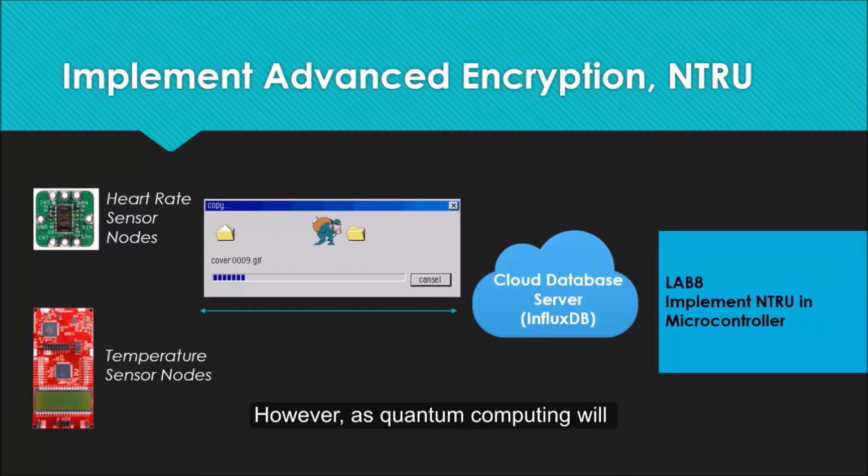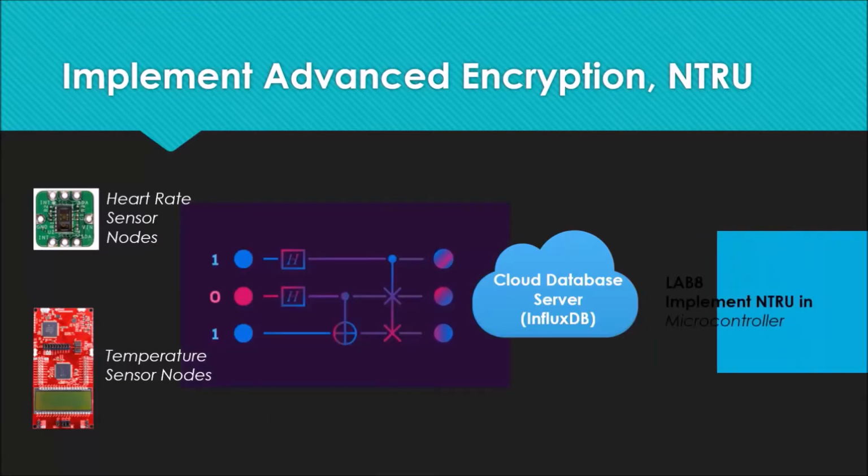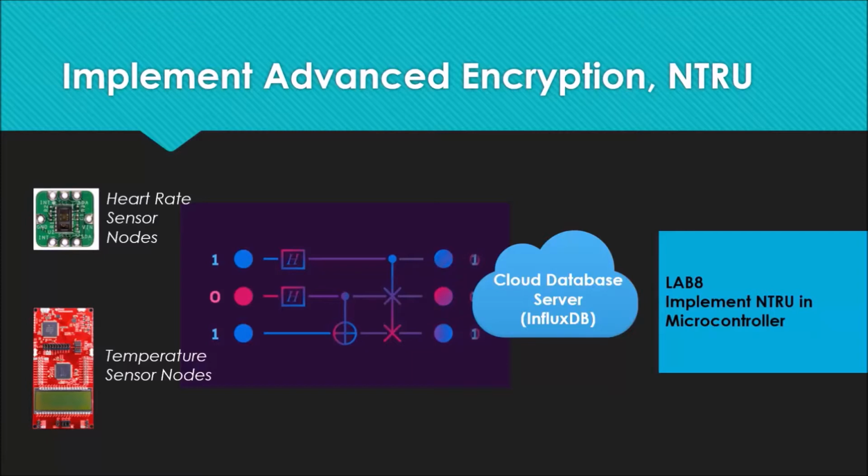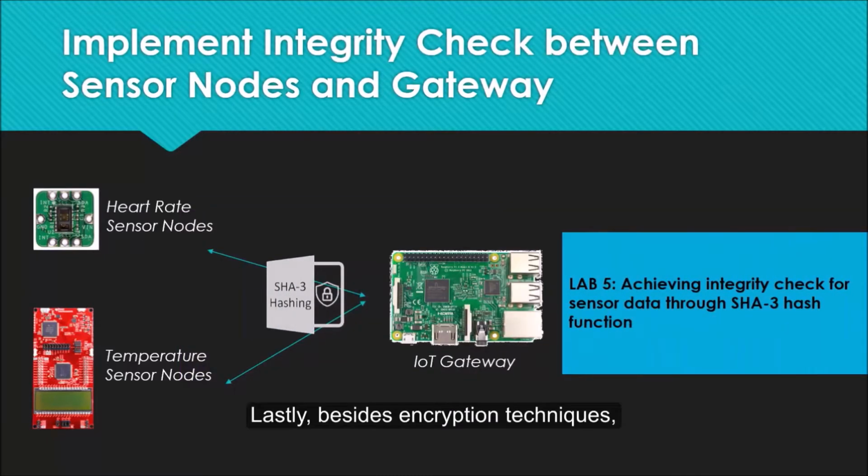However, as quantum computing will be introduced in the future, even AES encryption can be easily cracked eventually. In the ME5100, we are also introducing the NTRU system, to replace all existing encryption systems. Lastly, besides encryption techniques, students will also learn the techniques to implement the SHA-3 hash function in a microcontroller, and the techniques to provide an integrity check on the data communicated between the sensor node and the gateway device.